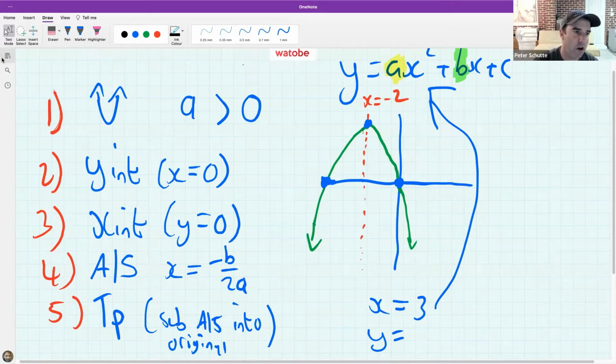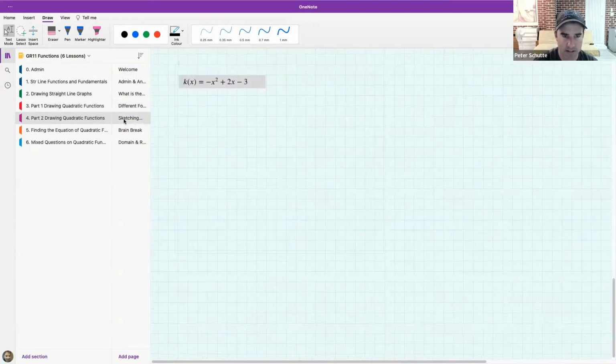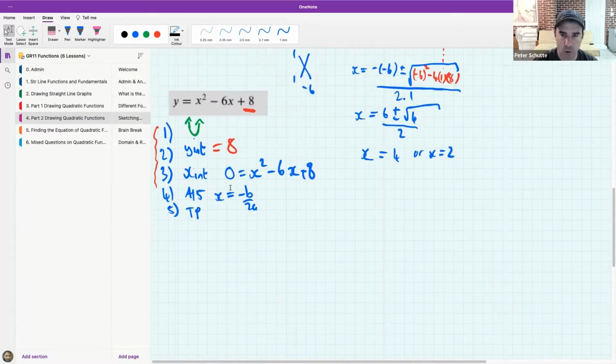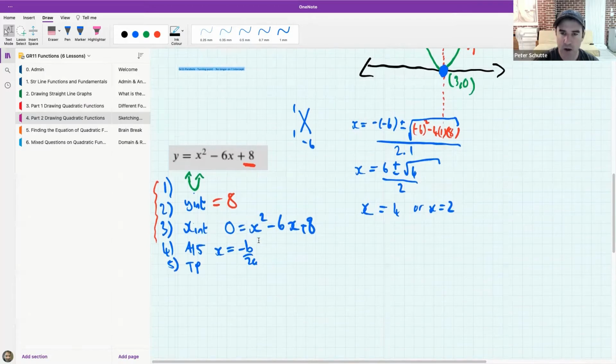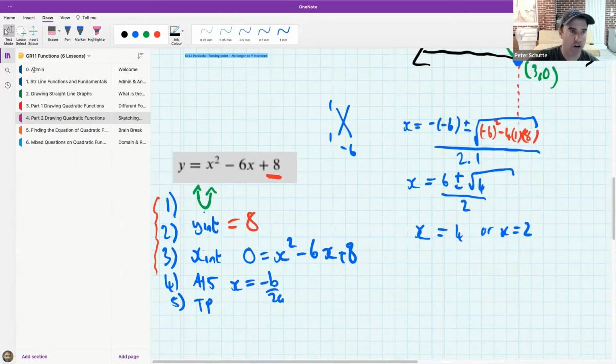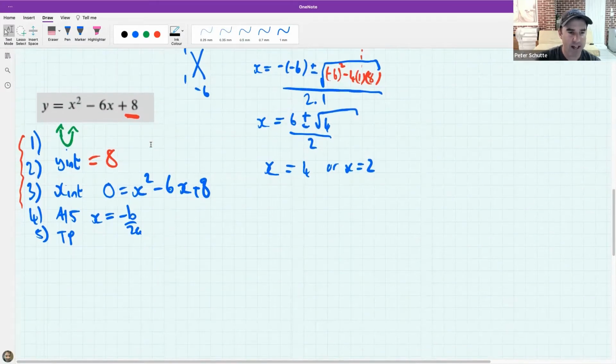Okay, so in the last lesson, when I left you, we had got to this stage over here, and we were trying to draw the graph of y equals x squared minus 6x plus 8. When I left you, there were still two more steps to do.